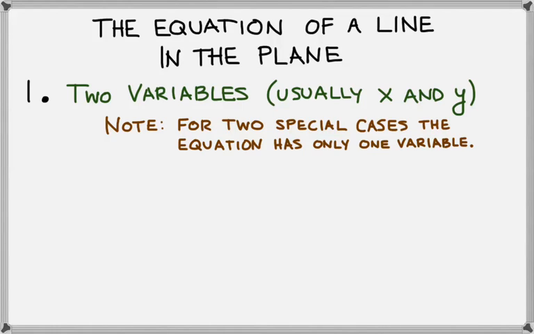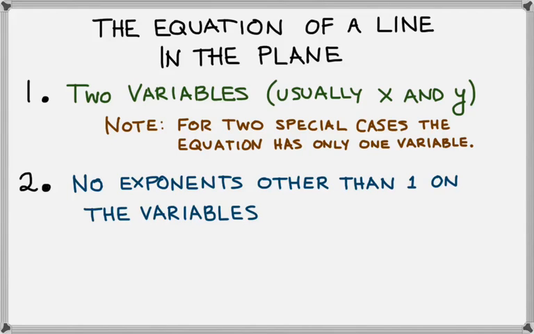Having said that, for a few special cases, the equation has actually only one variable, and we'll get to that later. But usually, we'll have two variables. The second property is that no exponents other than 1 can be on the variables. So let's look at a few examples to solidify this idea.